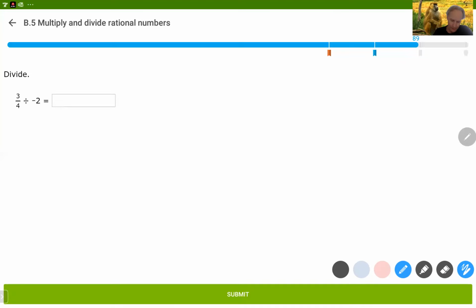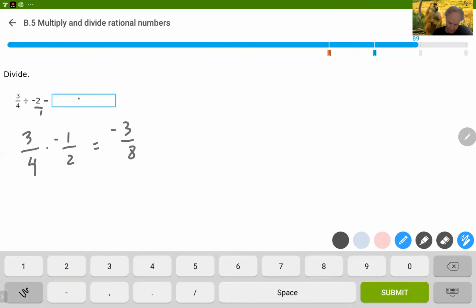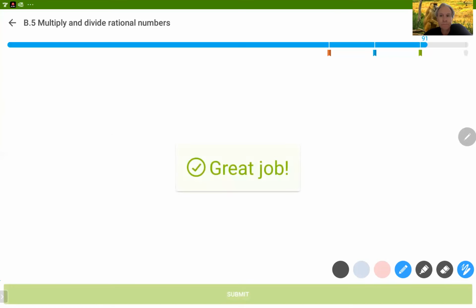Hmm. 3/4. And this is negative 2 over 1, so I'm going to multiply by negative 1 over 2. Notice that I always put my negative in my numerator. I like leaving it where it belongs. That is negative 3 over 8. Fine answer like that. Don't even need to reduce it.